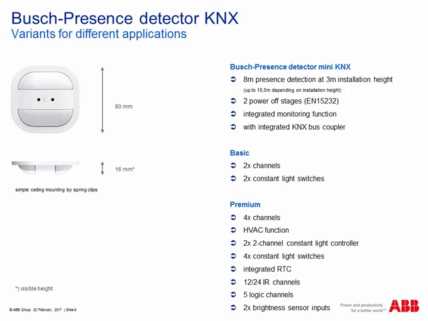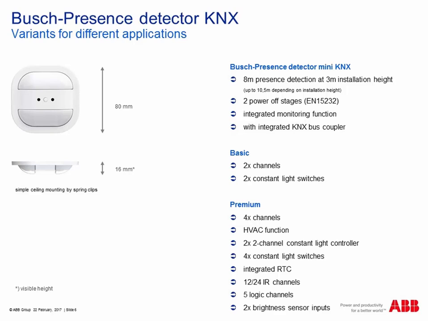The difference between basic and premium: basic is very reduced to what you really need as a basic version in your application. You have here 2 channels. 2 channels means you have 2 software presence detectors in 1 physical device, and you have 2 constant light switches. Constant light switches means really the constant light to switch on and off.